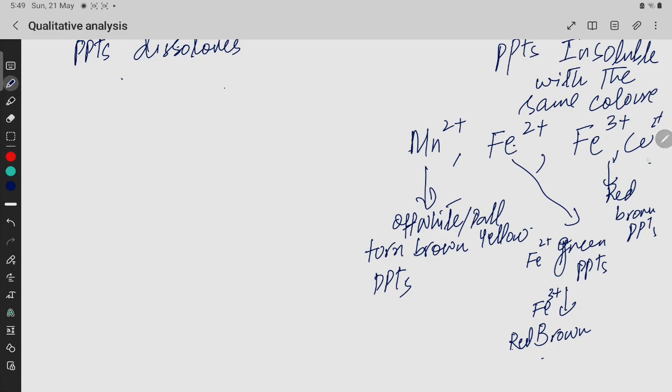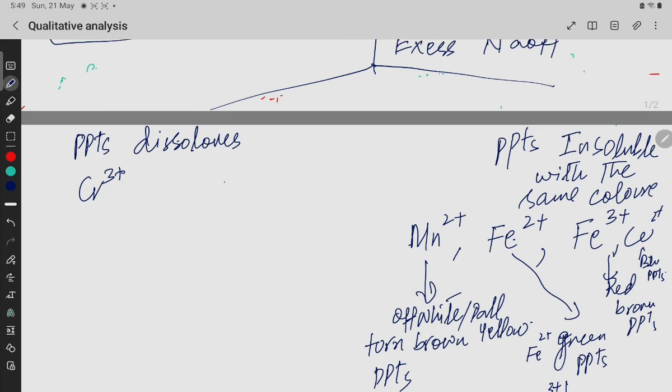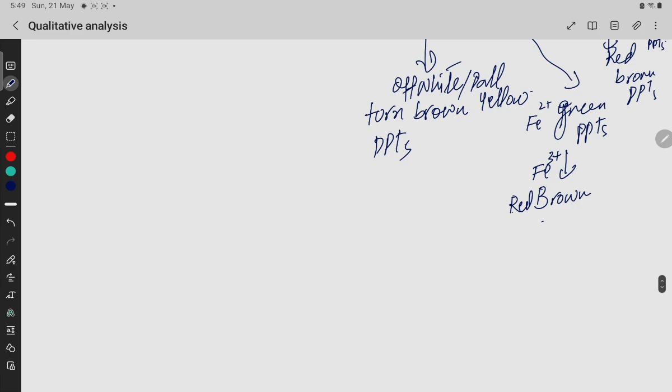Copper 2 has a blue precipitate, insoluble in excess. The precipitate which dissolves is chromium; only the chromium 3 precipitate dissolves in excess of sodium hydroxide. Now afterwards we will perform the same type of test with aqueous ammonia.